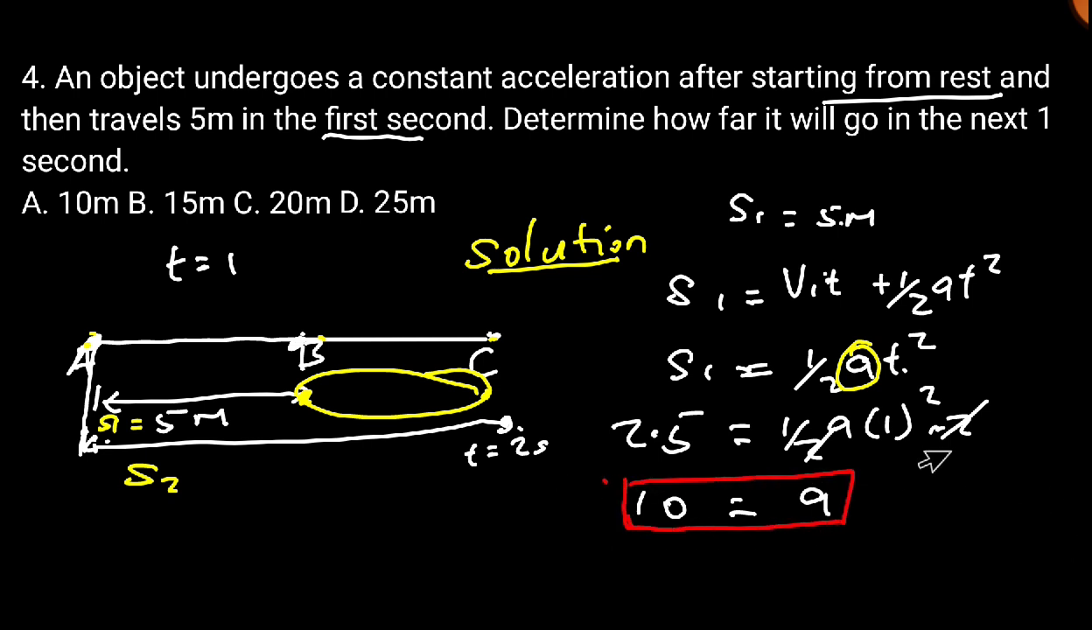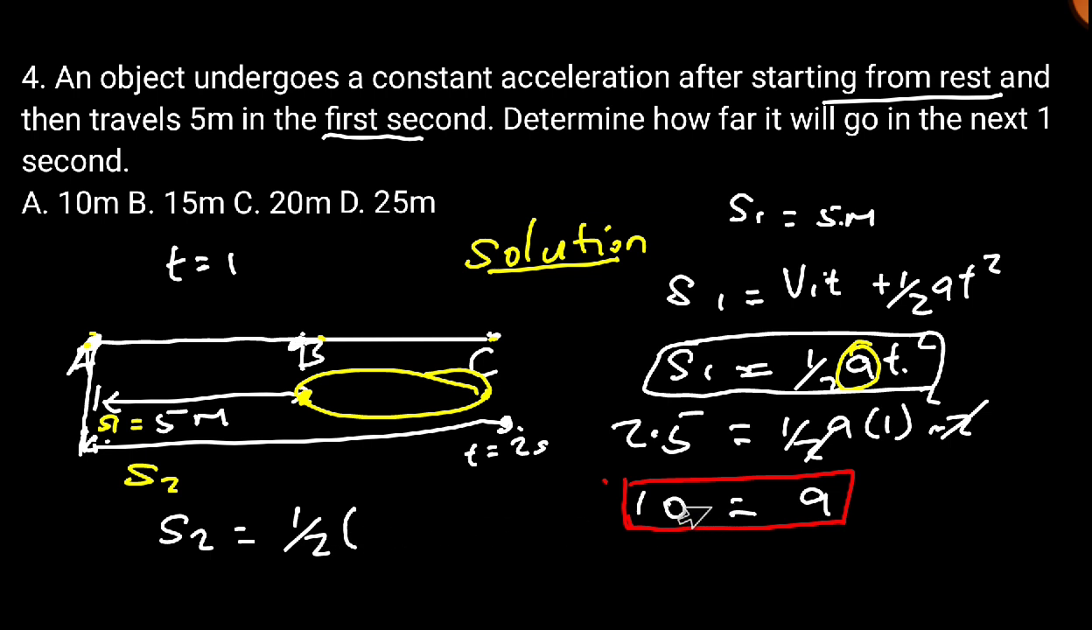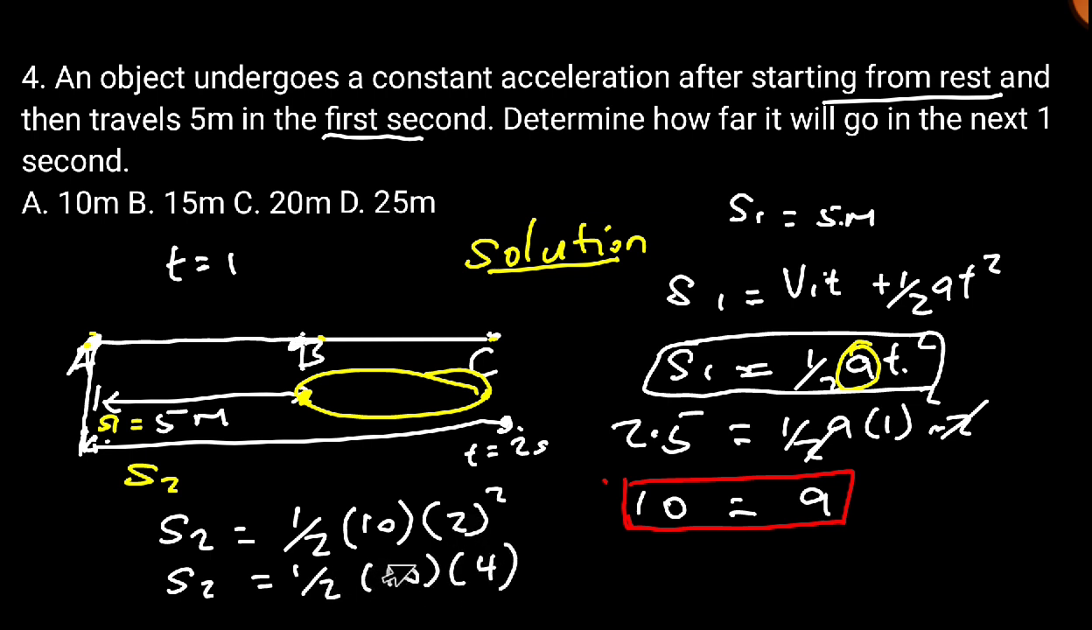Now let's use this equation again and find the second distance. So S2 is equal to half times acceleration, which is 10, multiplied by time squared. Here time is 2, so this is 2 squared. I have that S2 is equal to half times 10 times 2 squared, which is 4. So 10 divided by 2 is 5, and 5 times 4 is 20. So S2 is equal to 20 meters.